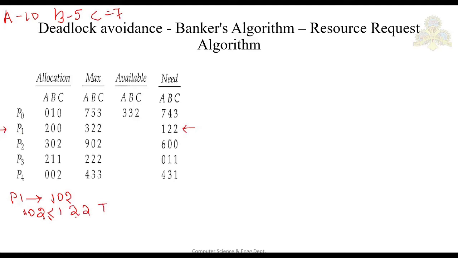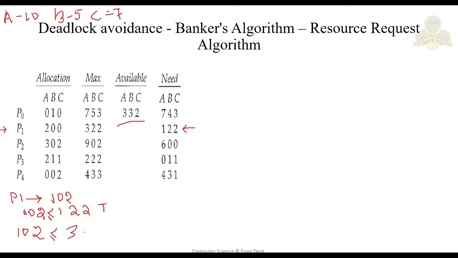Now once this step is true, you go to the second step. In the second step, you check whether the request made by that process is less than or equal to the currently available resources in the system. What is currently available?